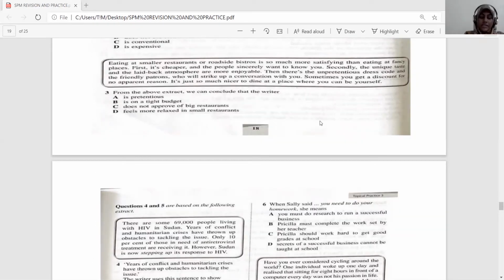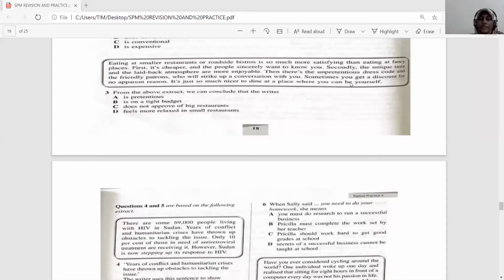Number three. What is the answer, class? Very good, Shah. It's D. Why? They said eating in a small restaurant. Okay, they are talking about a small restaurant, which means you don't have a dress code. Unpretentious dress code means you don't have to feel very worried about something.